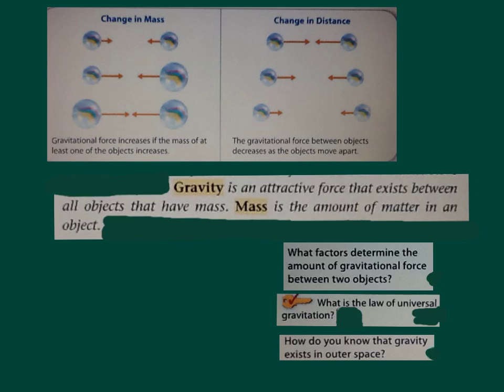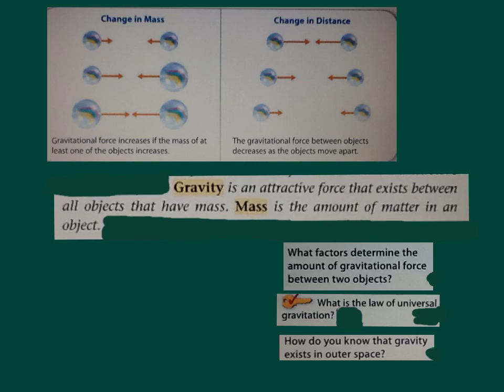Gravitational force and mass is one of the things we're going to talk about. To start that off, the way in which the mass of an object affects gravity is shown in this diagram right here. When the mass of one or both objects increases, the gravitational force between them also increases.